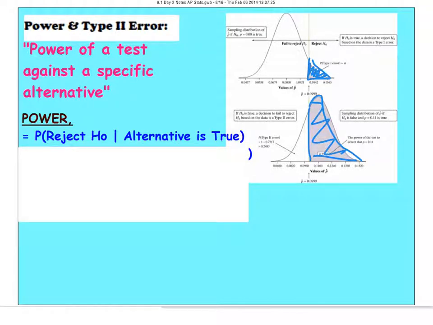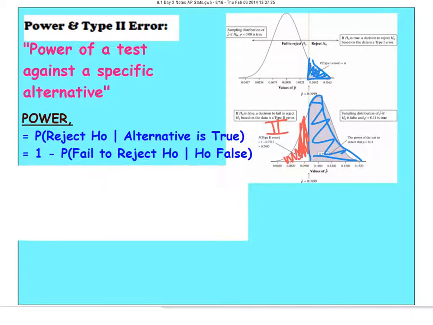Another way to look at that power is to take the whole graph, which is 1, and subtract this little piece from it, which again was called, remember, the type 2 error. So 1 minus this red portion is the same as the power. This portion is, remember, type 2: I failed to reject H sub 0 given that H sub 0 is false. That's a type 2 error.